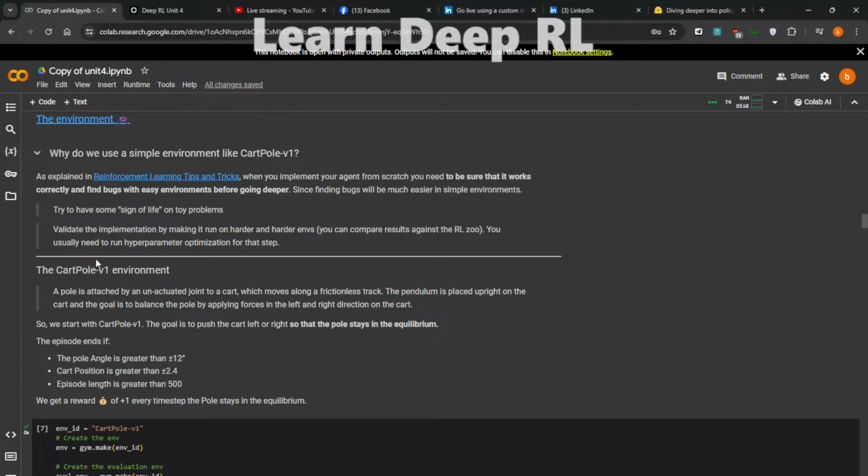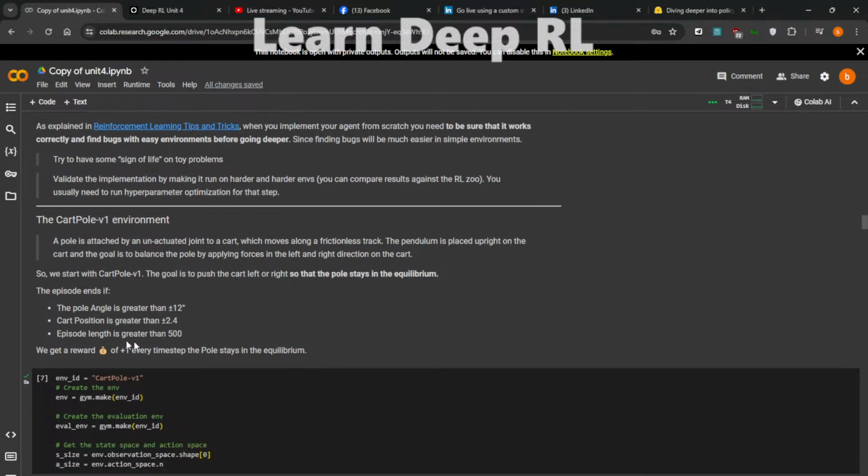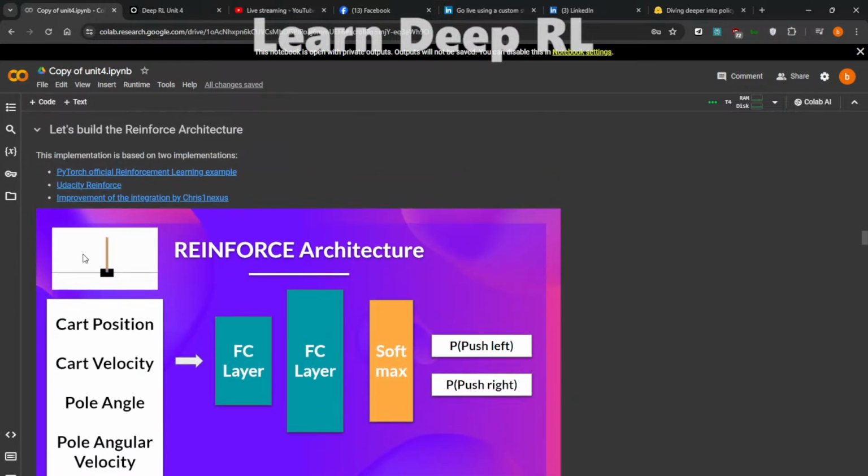Some of the reasons for using this environment is to have a sign of life on toy problems, validation by making it run on harder and harder environments. So balancing a pole on a cart, having an AI being able to do that, you would not be able to just code out, like, if angle is greater than 12, go right, because it's this ever-evolving environment. You can tell that when that pole is leaning much to the left, you'll have to have a bigger course correction on your cart to fix it.